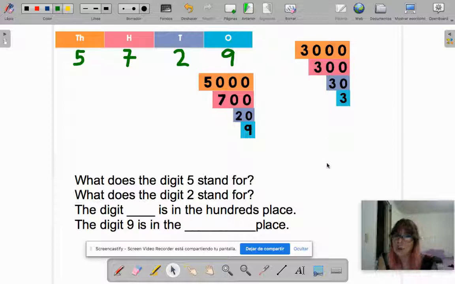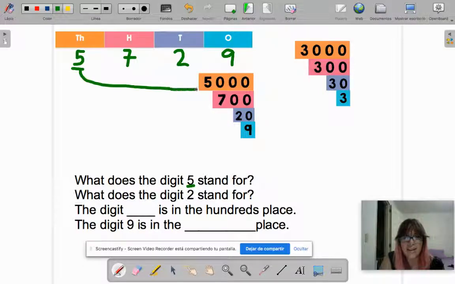So now let's answer the kind of questions that you will answer on your book and your work. What does the digit 5 stand for? When they tell you stand for, it means like it equals what? So let's go and look at the 5. The 5 equals how much? Exactly. So that's going to be your answer. The 5 equals 5,000 in this number only. Maybe in another number, the 5 is in the 1, so that would be a 5.